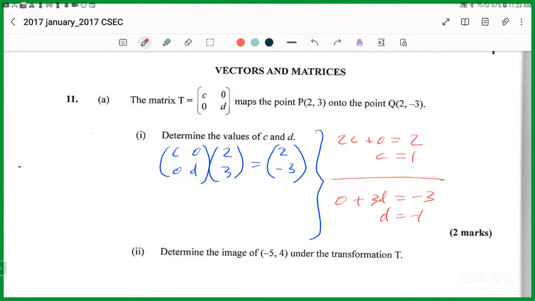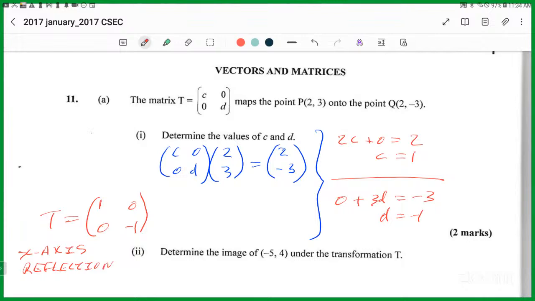This matrix T, let's write it here, is therefore C is 1, 0, 0, and D is negative 1. And you should recognize this matrix on sight. It is the x-axis reflection matrix. So right away, you know what you're dealing with. You're dealing with a reflection in the x-axis.